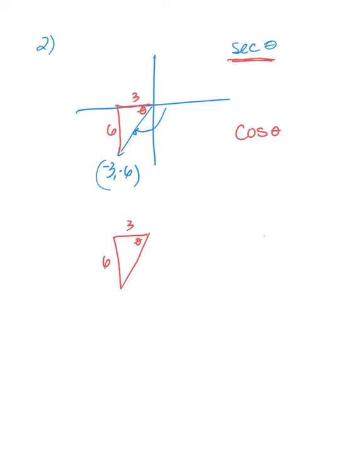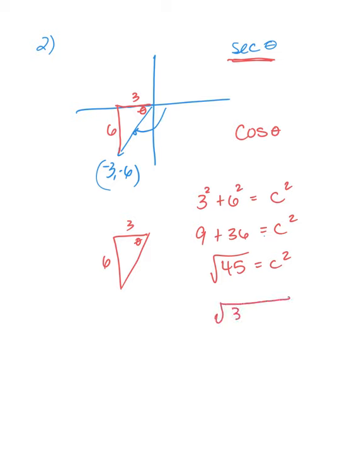Everybody see that? So I do 3 squared plus 6 squared equals c squared. And that's 9 plus 36 equals c squared. That is 45 equals c squared, and I square root that. Well, when you square root 45, you factor it, and it's 3 times 3 times 5. And since I have 2 3's, it's 3 root 5. And you should have done this in Algebra 2, but if not, we'll work on it. So this side here is 3 root 5.